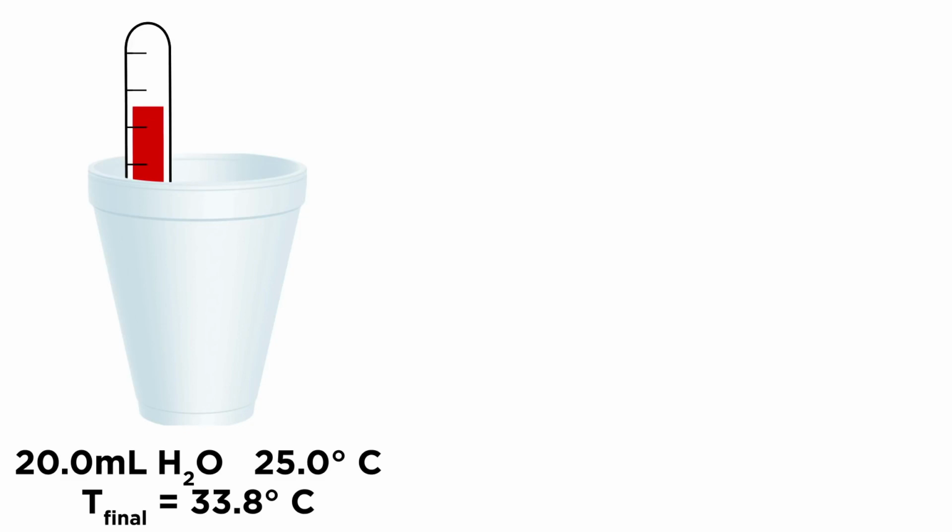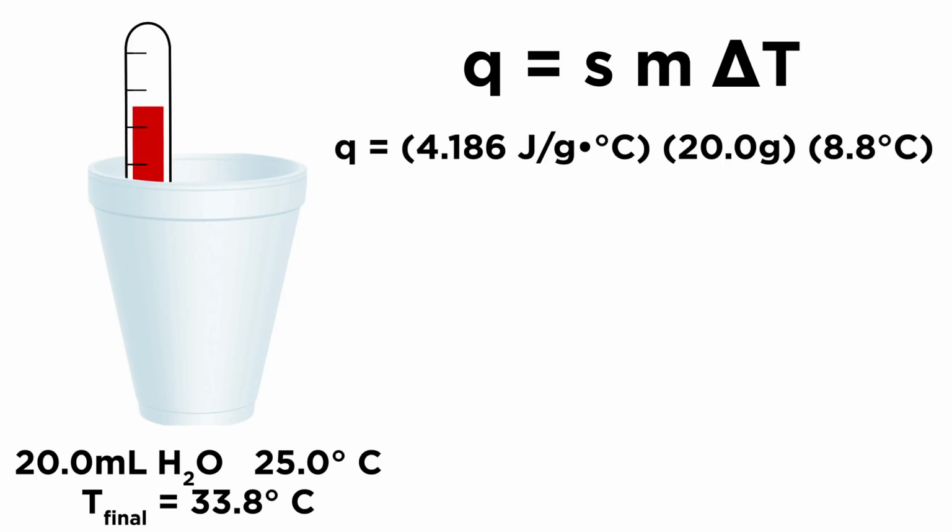From there, we just do some math. We use the specific heat equation and plug in the data for the water. The temperature change is what you recorded. The mass of water in grams is equal to the number of milliliters of water. And the specific heat of water is a known value. This allows us to calculate the heat absorbed by the water.